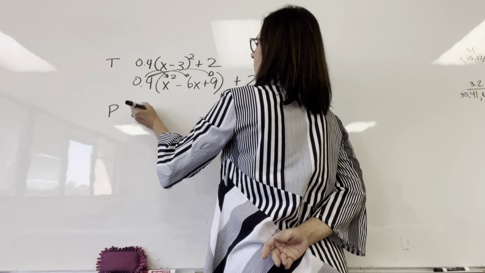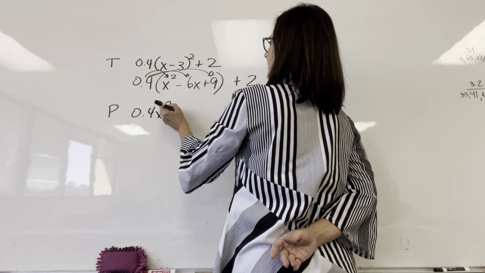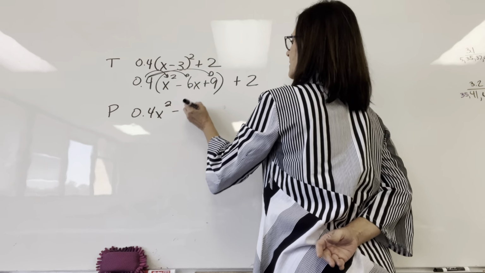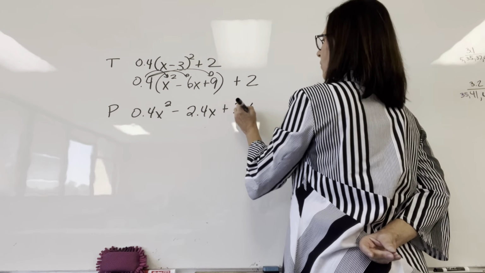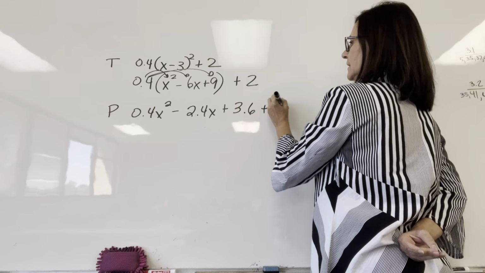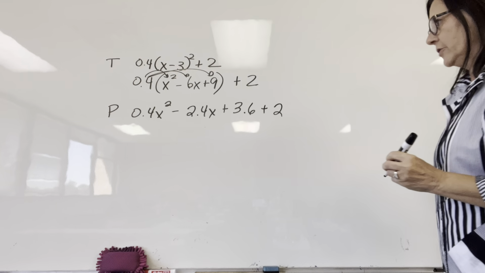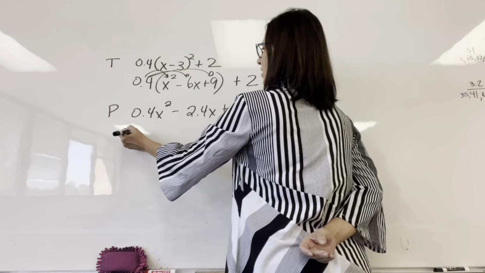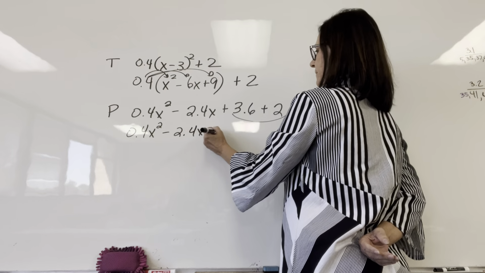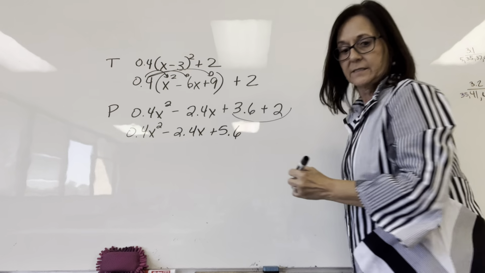So we have 0.4x squared minus 2.4x plus 3.6 plus 2. So we combine our like terms. 0.4x squared minus 2.4x plus 5.6.